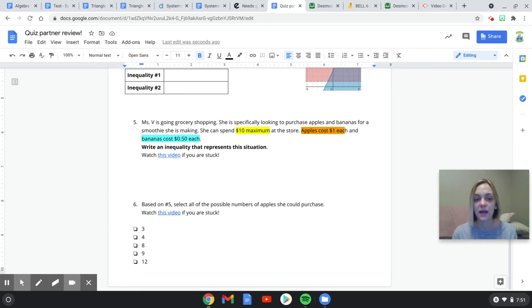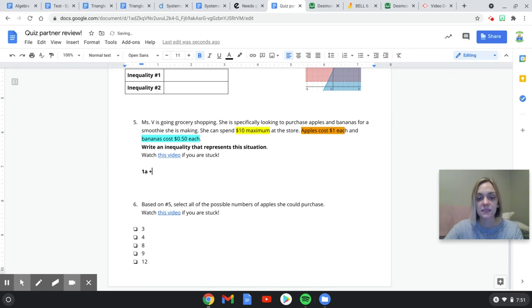So I'm just going to pick a variable to represent apples. I'm just going to pick A. And I know that they cost $1, so I'm actually just going to write 1A. That's telling me every time I buy an apple, I'm spending $1.